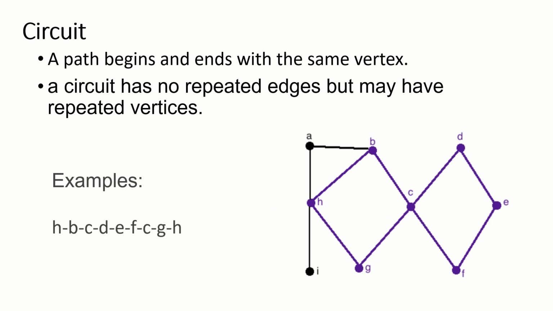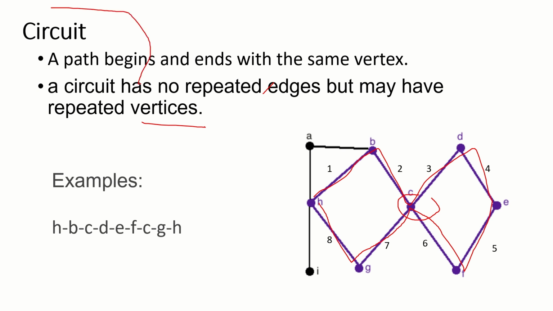So we started with H, so that is the first one, and then go to B, C, D, E, F, to C again, and to G, then to H again. Okay, so this is now our circuit. Take note, we can repeat the vertices. So C can be repeated. Only the edges can't be repeated. And it's a circuit because it started here and it ended here.